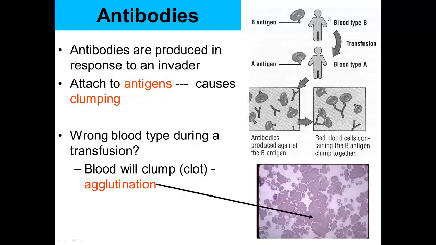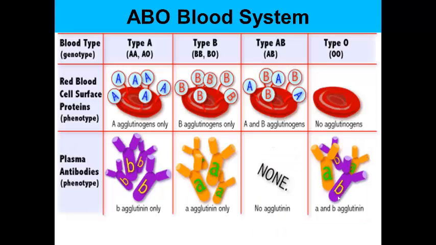So in this case, if type B guy gives blood to type A guy, what will happen is that the antibodies in type A guy will attack the B blood cells and cause this clotting or clumping to occur. Blockages will occur. So here is another example of the ABO blood system. Notice that type A people only have type A blood and they have antibodies to type B. Type B people have type B proteins and have antibodies to type A.